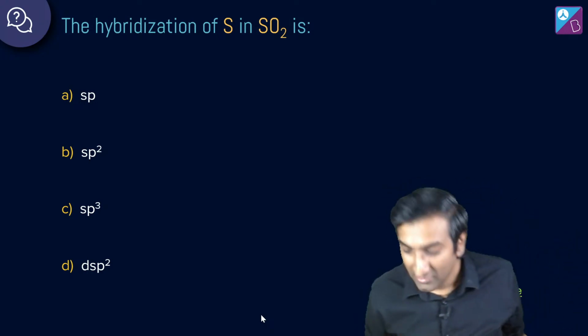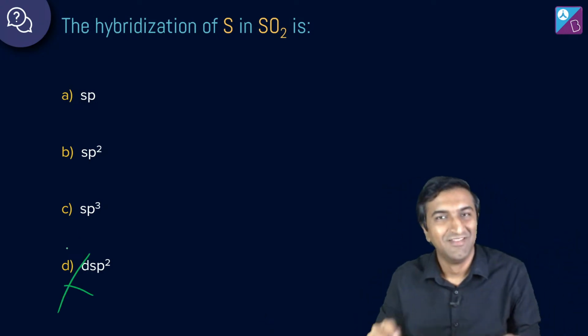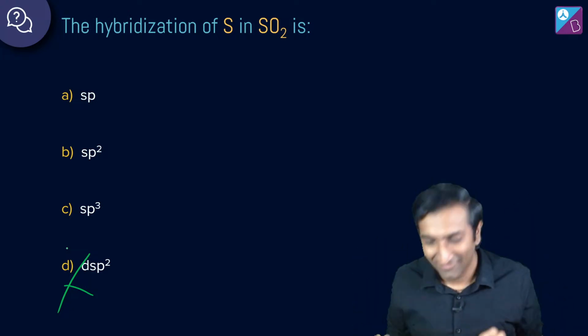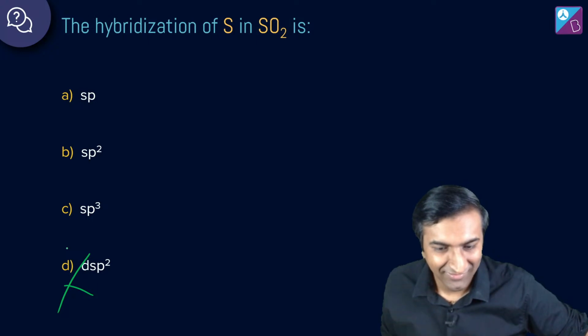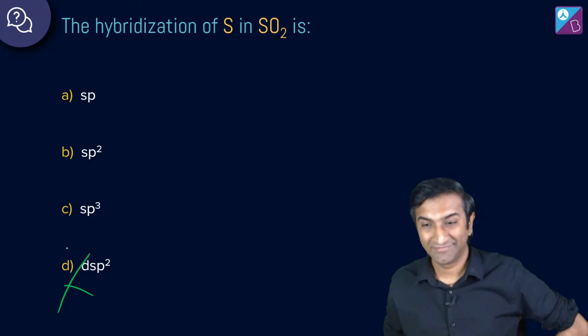dsp2 मैंने पढ़ाया नहीं आपको. जब मैंने पढ़ाया नहीं तो इसके होने के चांसेस कम है. ठीक है. Let's scan that. थोड़ा स्कैन कर लेते हैं. मैंने नहीं पढ़ाया आपको what is dsp2 अभी तक, तो नहीं होगा शायद. मोस्टली नहीं होगा. राइट.